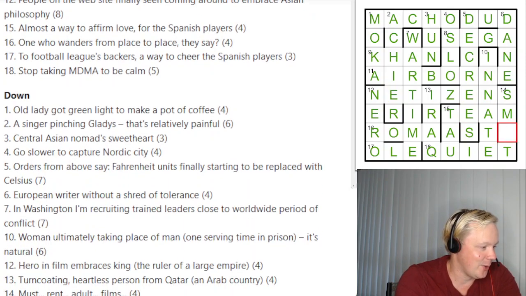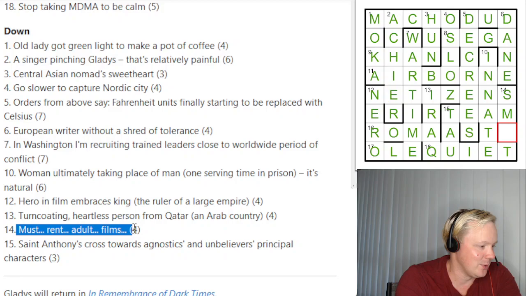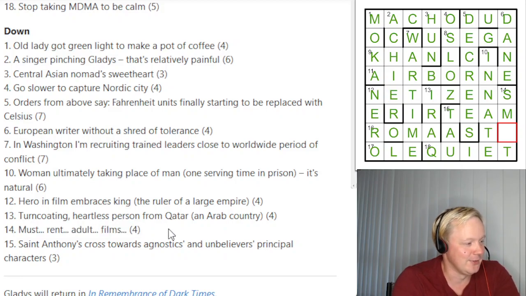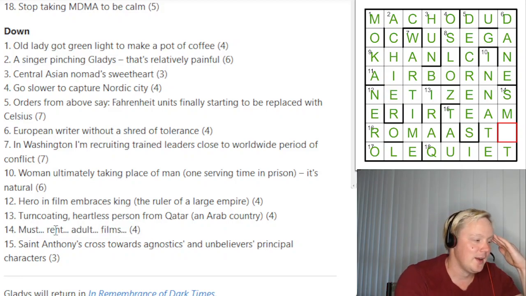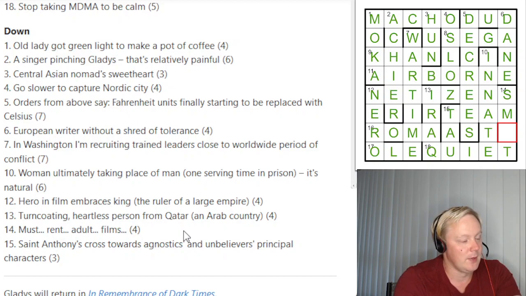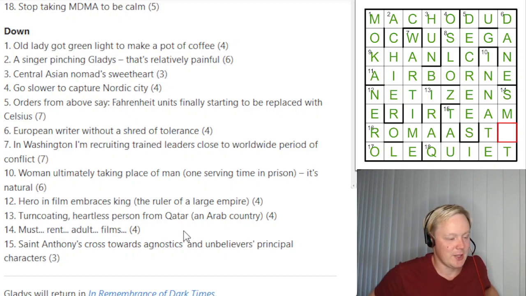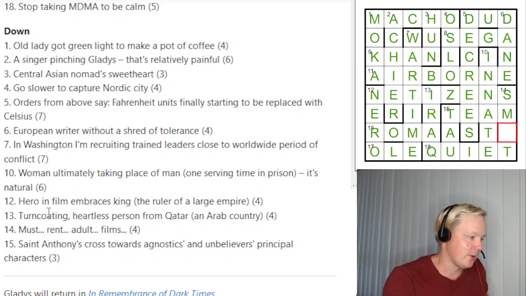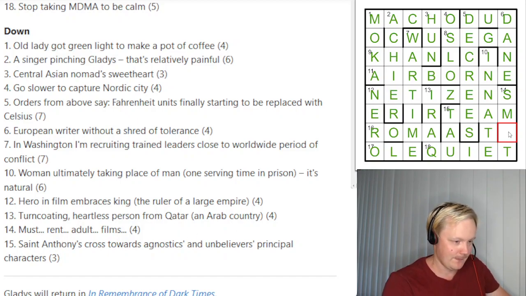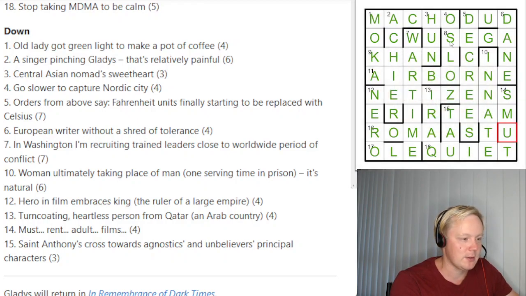So let's see if we can do that. And this clue is must rent adult films. Now rent is a weird word. It can mean like twisted. So it can be an anagram indicator. And if you anagram the word must, you get smut, adult films. And that was correct. That's our grid here.